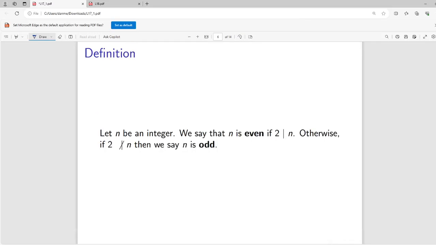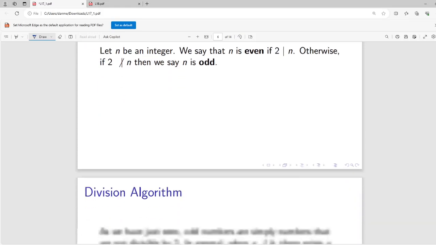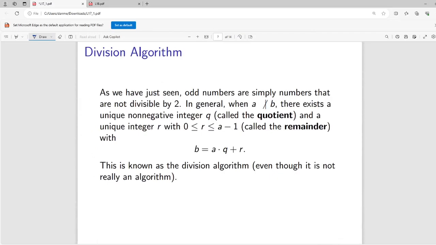Alright, so we could use divisibility to redefine what it means to be even and odd. So we'll say you're even if 2 divides n, and we'll say you're odd if 2 does not divide n. But really what I want to talk about is the division algorithm for a second here. So remember, a and b are just any two integers, and it turns out there always exist unique integers q and r, such that b is equal to a times q plus r. And more importantly, r is between 0 and a minus 1.